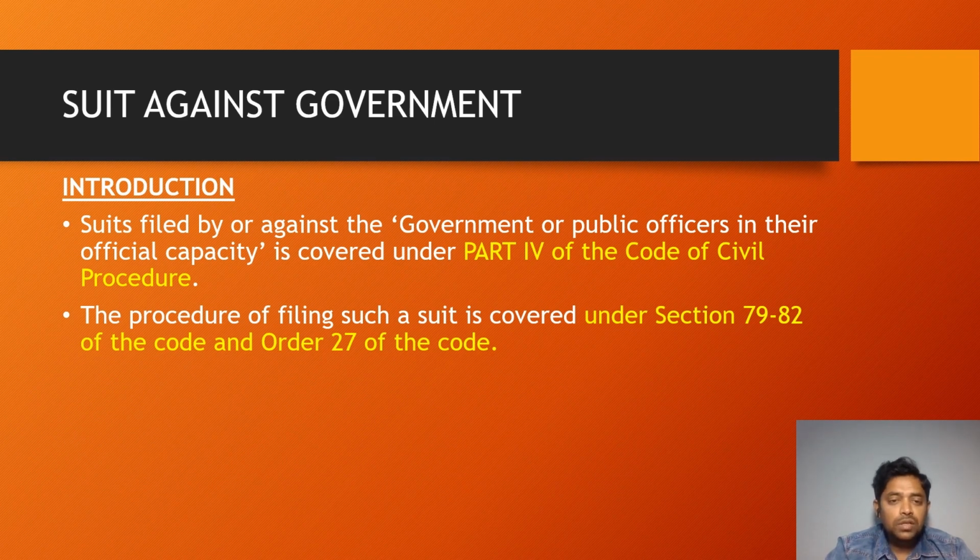Suit against the government. The suits filed by or against the government or public officers in their official capacity are covered under Part 4 of the Code of Civil Procedure. The procedure of filing such a suit is covered under Section 79 to 82 of the Code and Order 27 of the Code.